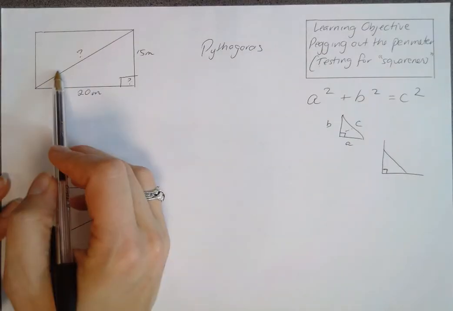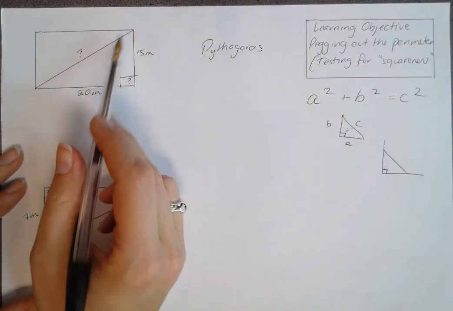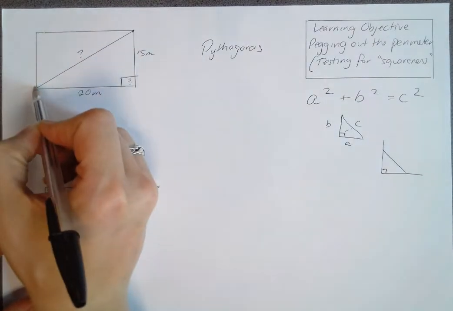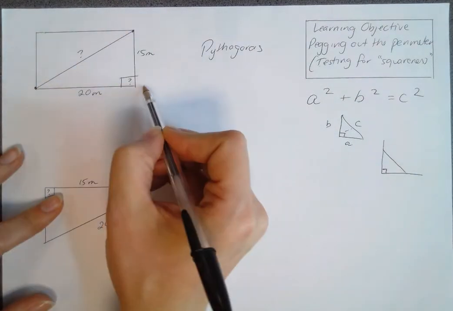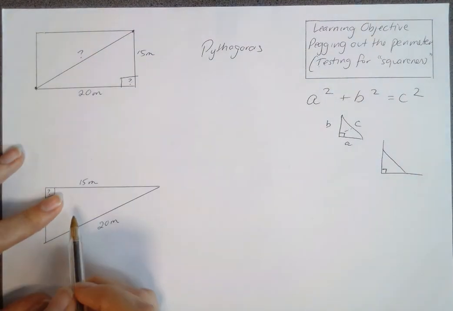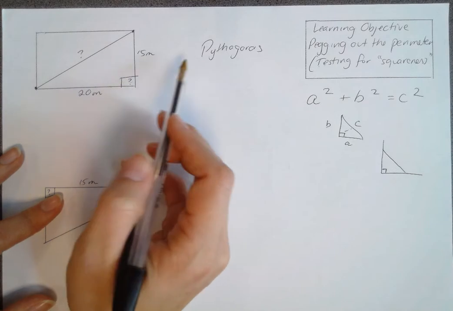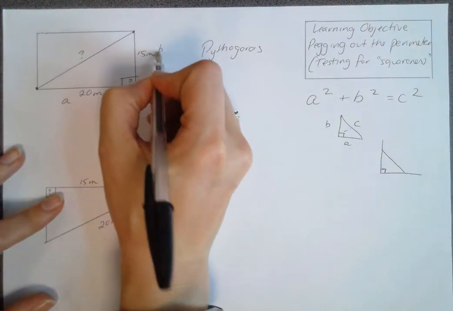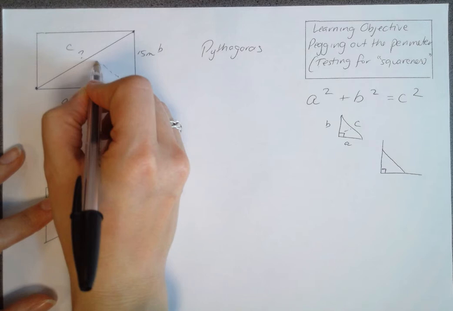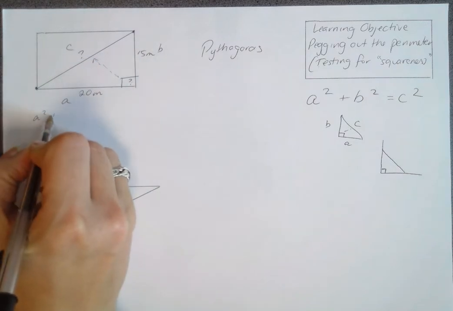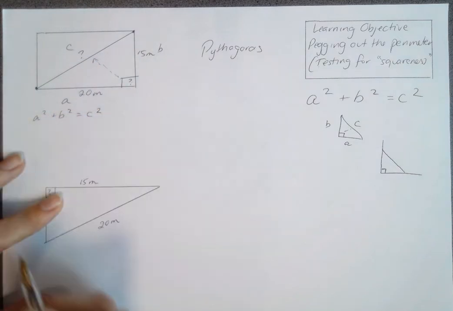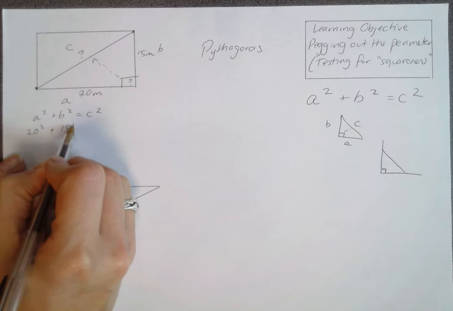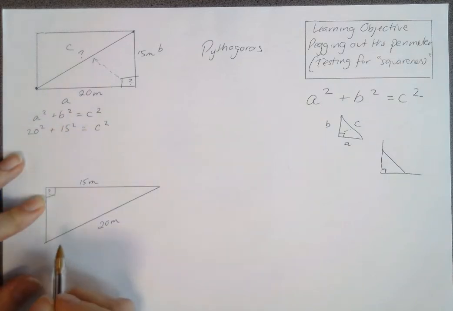So here's my first construction. It's a 20 metre by 15 metre rectangle, and we can check this right angle by finding the hypotenuse of this particular right angle triangle. If it is correctly a right angle, it will fit Pythagoras' theorem. So let's label these sides A, B and C, being the hypotenuse across from the right angle. a squared plus b squared equals c squared. Our a is 20, so 20 squared plus 15 squared equals our c squared value.